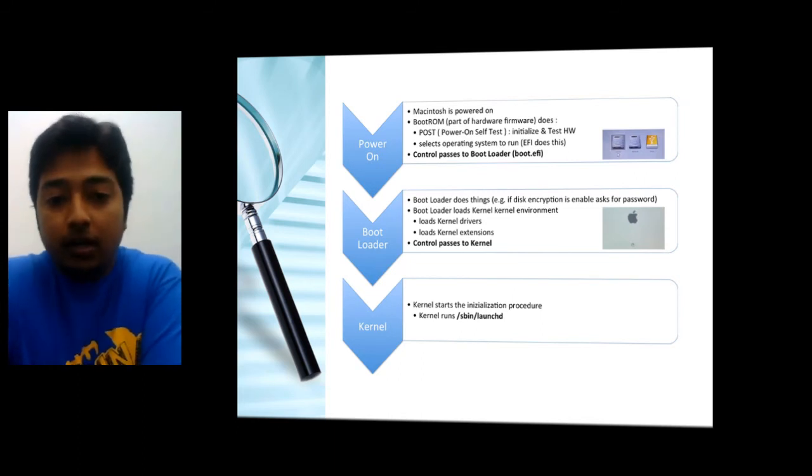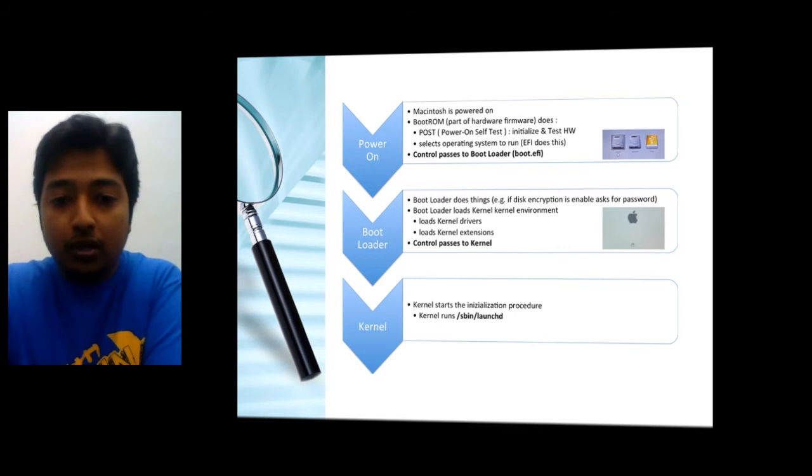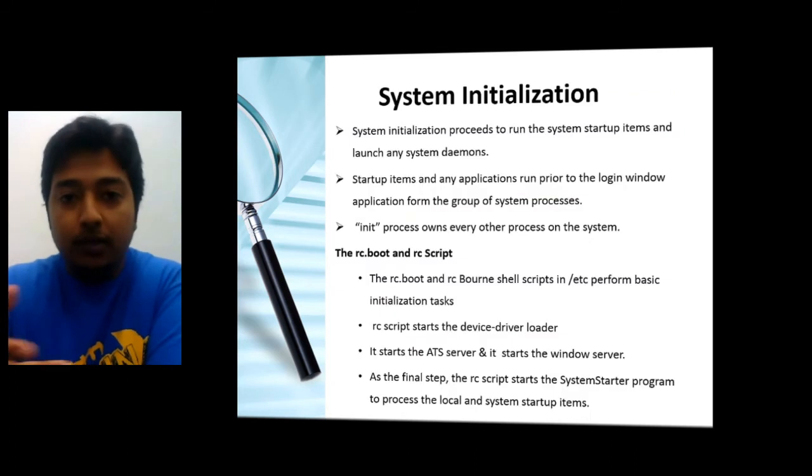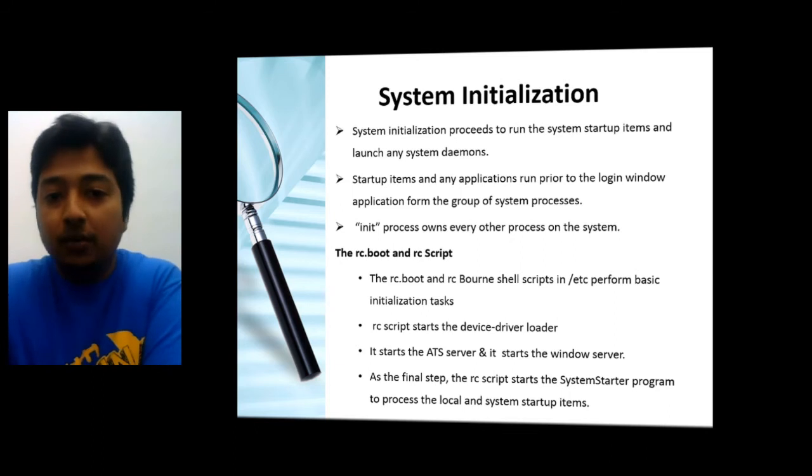The bootloader loads the kernel drivers, and it loads the kernel extension. After loading, the bootloader will give its control to the kernel, and the kernel will initialize the procedure. After the initialization process, the system will go into the system initialization process. The system initialization process starts to run the system startup process.